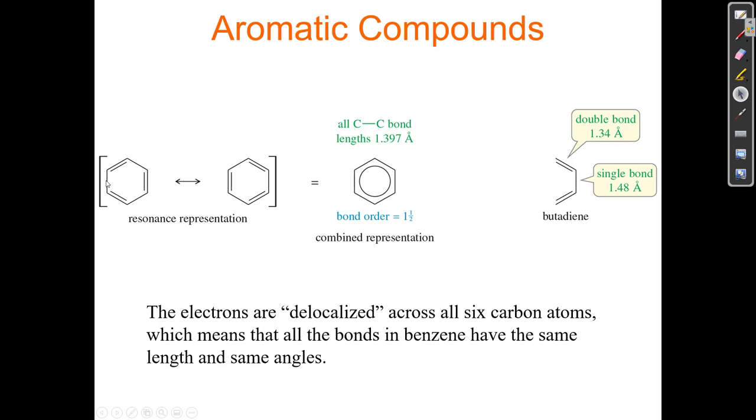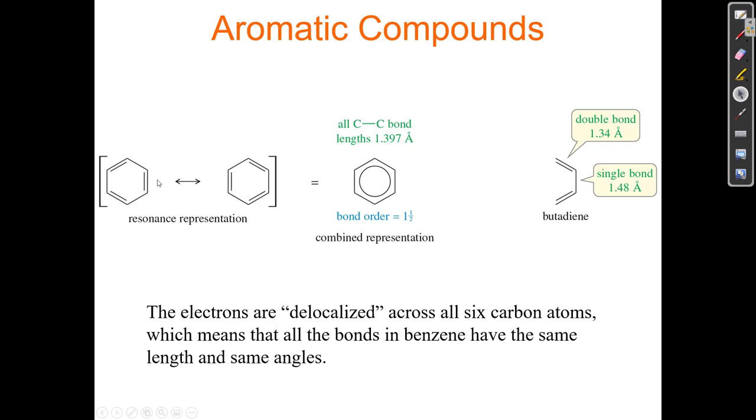And what that means is that this bond is not quite a single bond, and it's not quite a double bond. It's kind of both. This bond is a little bit longer than a double bond, but it's a little bit shorter than a single bond. And in fact, all of the bonds in benzene are exactly the same length.